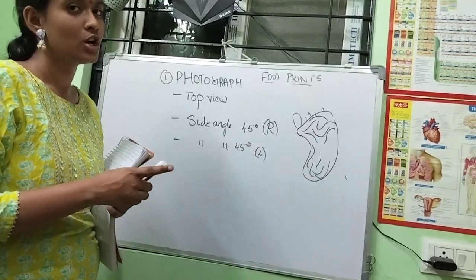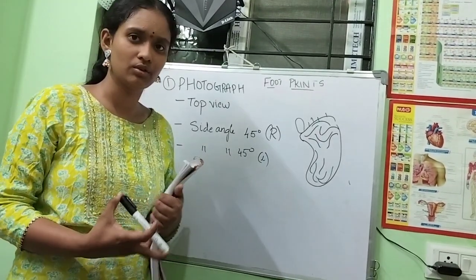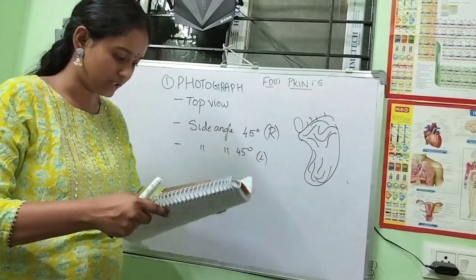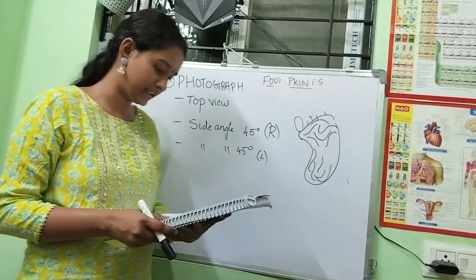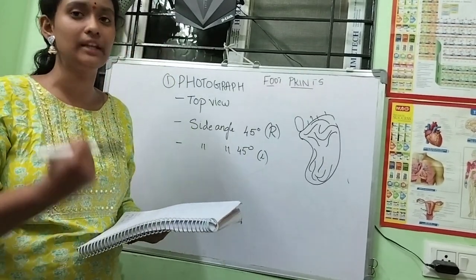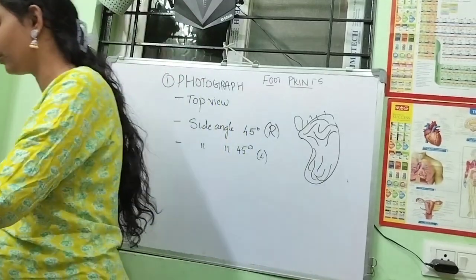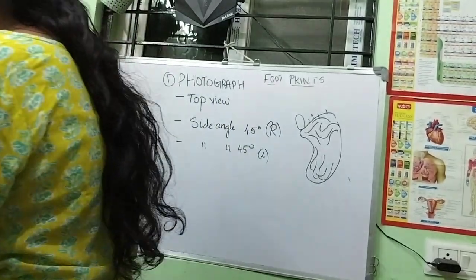So this is about the photograph, which plays a very important role. The photo should be crystal clear. Yes, a quality photograph should be taken. Now after photograph, the next type of collecting.